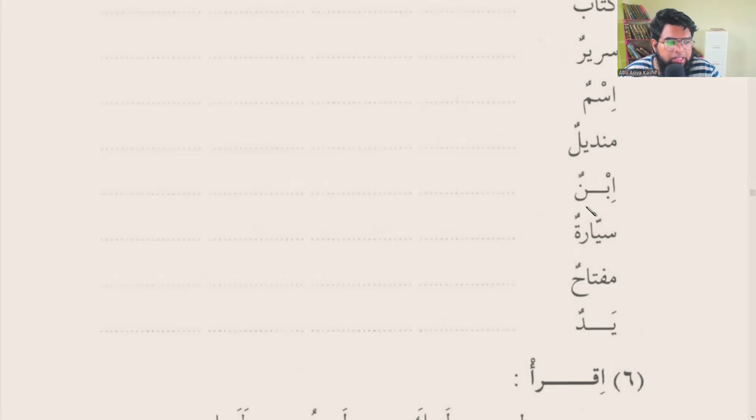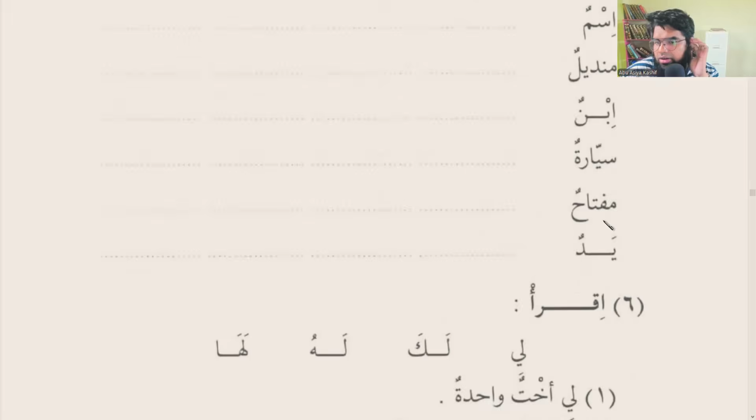ابني. هذا ابني. This is my son. هذا ابنك. This is your son. هذا ابنه. This is his son. هذا ابنها. This is her son. سيارة. Now this is feminine. If you've done lesson 6 properly, you say هذه. هذه سيارتي. This is my car. هذه سيارتك. This is your car. هذه سيارته. This is his car. هذه سيارتها. This is her car.